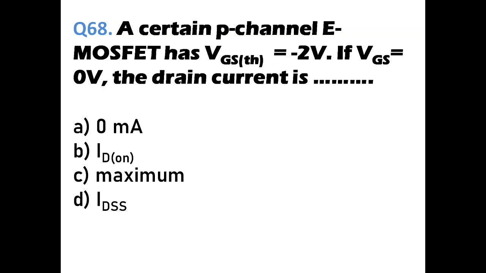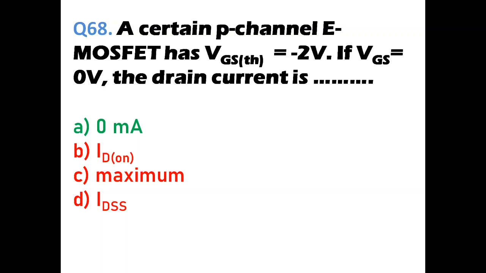Okay. Now the basic definition of enhancement type MOSFET says that it is a normally off MOSFET. Normally off means initially when VGS is equal to 0, drain current is also 0. But as VGS increases, after some specific VGS, the drain current increases, that is, enhances. So initially when VGS is equal to 0, the drain current has to be 0. That means here the option is option A, 0 milliampere.